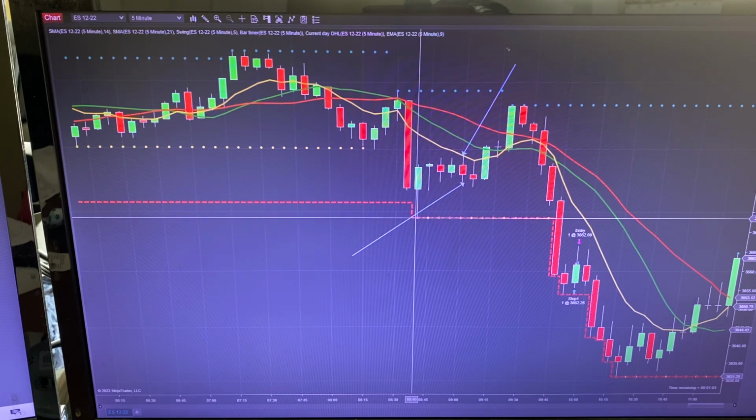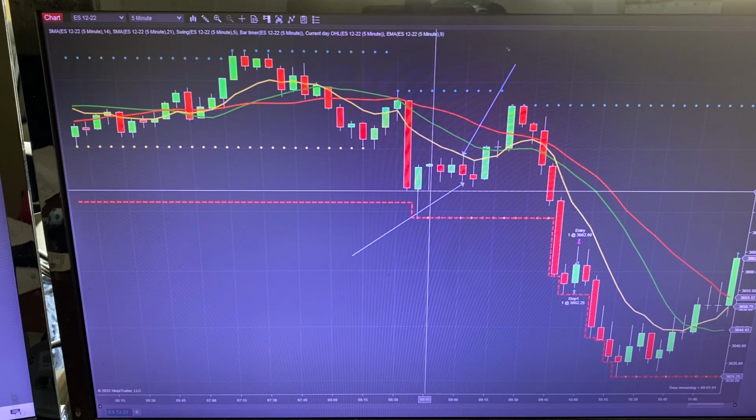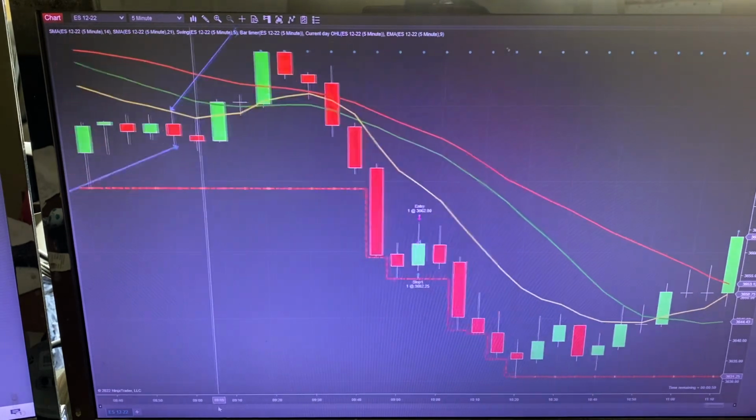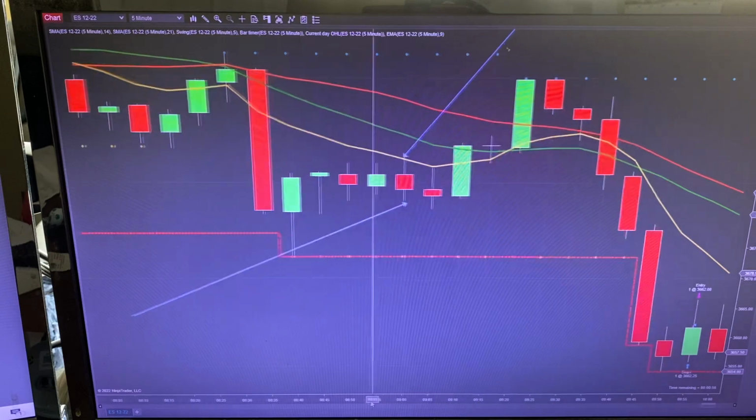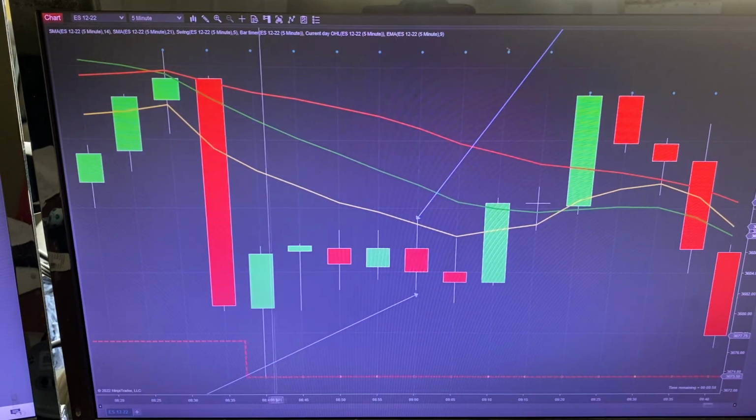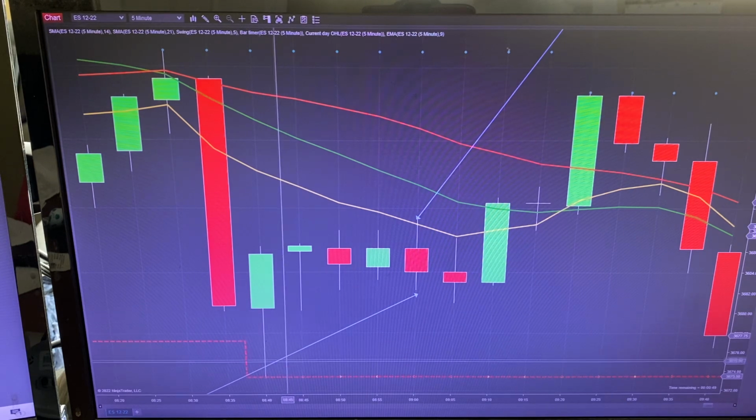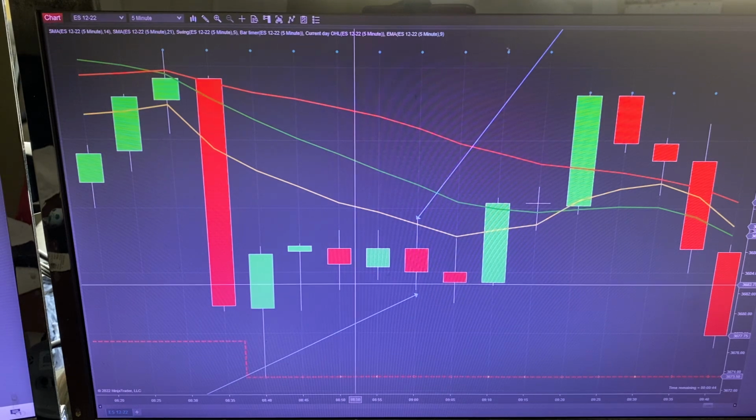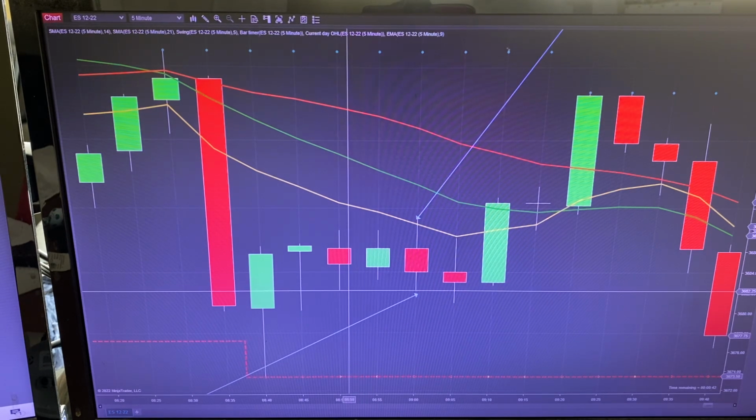See the bottom of this candle? See the bottom of that candle? Let me blow this up so you can see this stuff clear as day. The bottom of this candle is higher than the bottom of this candle. The bottom of this candle is higher than the bottom of this candle.